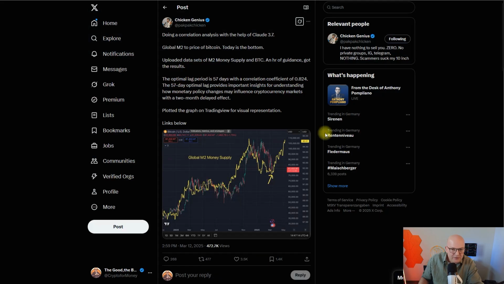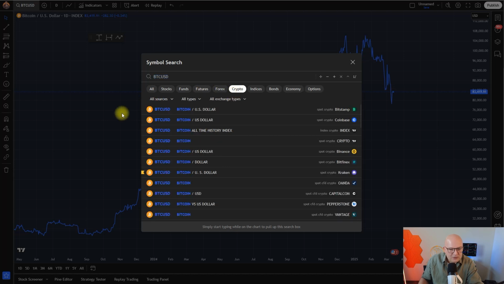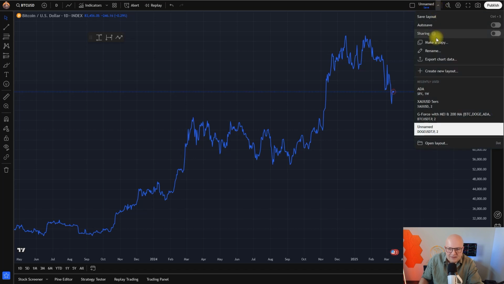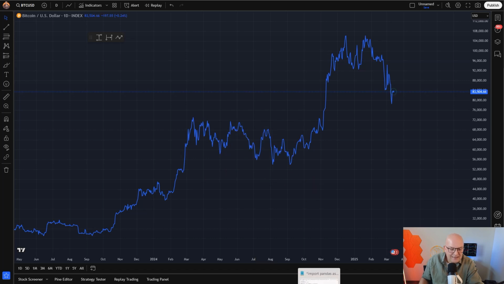Then I went to TradingView to do the next step. I looked for the so-called Bitcoin all-time index, and I changed it to a line chart because I just want a daily price. I'm not so interested in the daily highs and lows. Then you can go up here and download this data, export the chart data. In my case, I opted for ISO time. But anyway, we are using Python to align the data we have about the M2 money supply and the price of Bitcoin. Click on export, and save this also as a CSV.